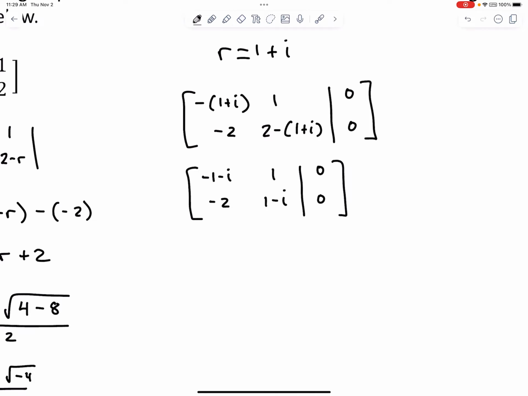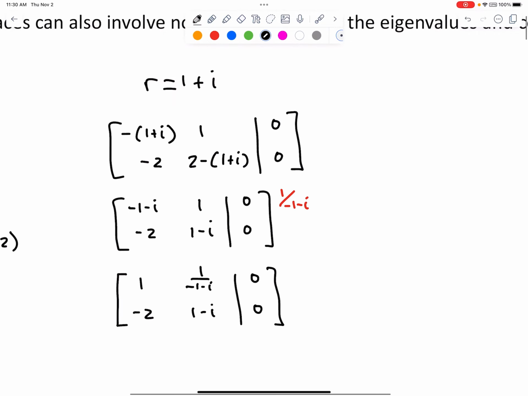And the Desmos matrix calculator does not row reduce matrices that involve imaginary numbers. Now you can try to find an online calculator that will, but I will do this one by hand. So my goal is to make this position here a 1, so I'm going to divide the top row by negative 1 minus i. That gets me to this matrix.